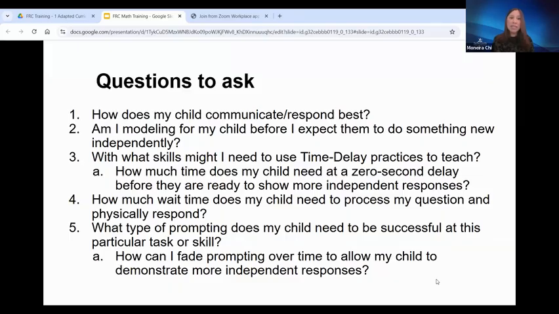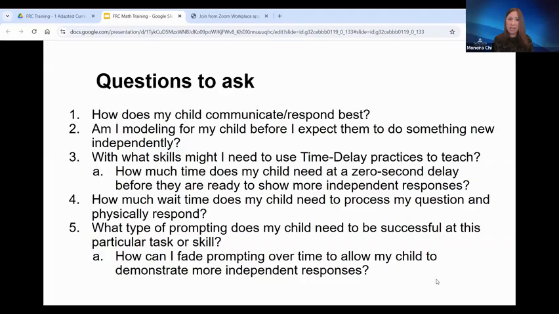We might also think about with what skills do we need to use those time delay practices to teach? And this kind of goes back to that modeling, right? How much time does my child need at the 0 second delay where I just give them that answer? I don't let them learn anything but the correct answer before they're able to show more independent responses. And how much wait time does my child need to process my question, right? And physically respond?